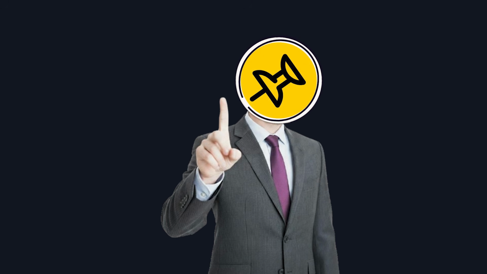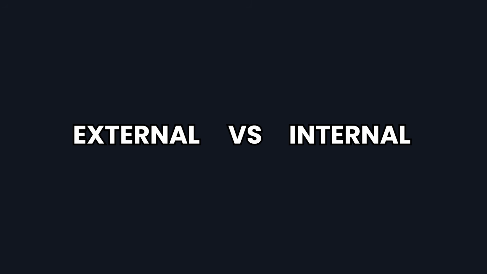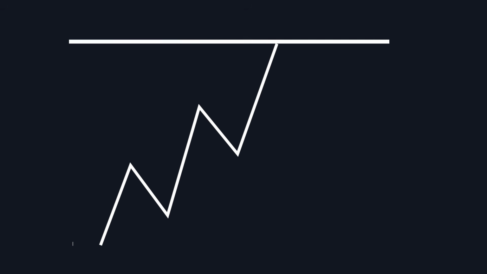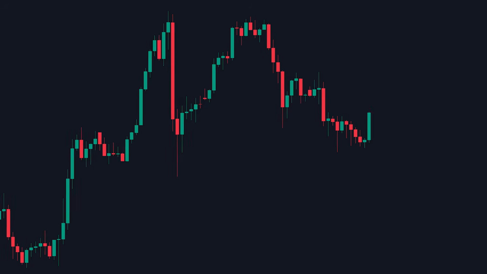One more distinction that will save you a lot of pain: external versus internal liquidity. External liquidity is the old highs and lows at the edges of a range. Internal liquidity is everything inside the range, like fair value gaps. Here's why it matters. When you're on the right side of the market, price will reliably travel to external liquidity. That's where we'll place our targets later.